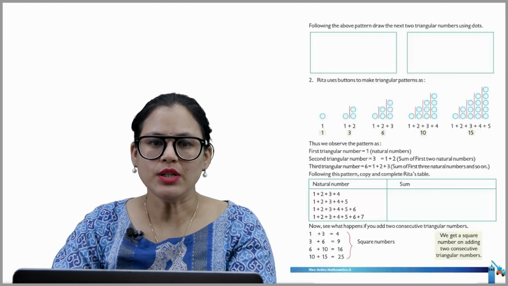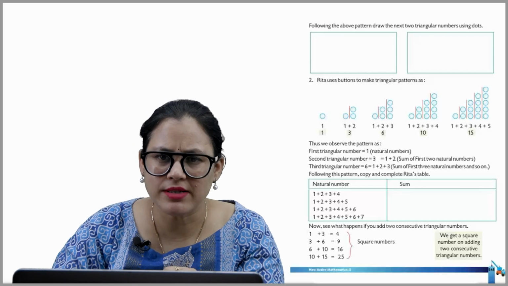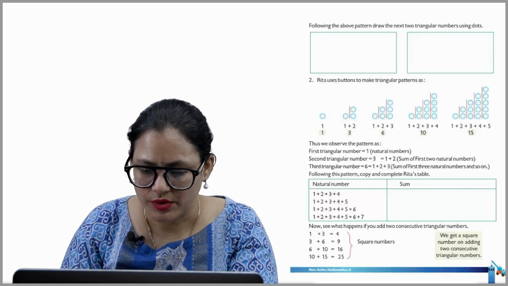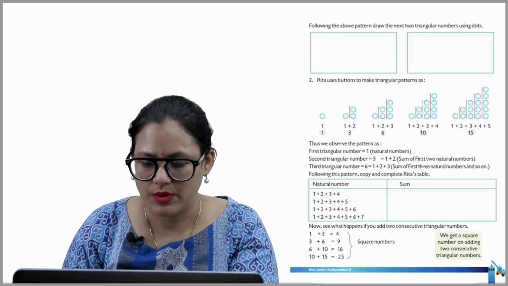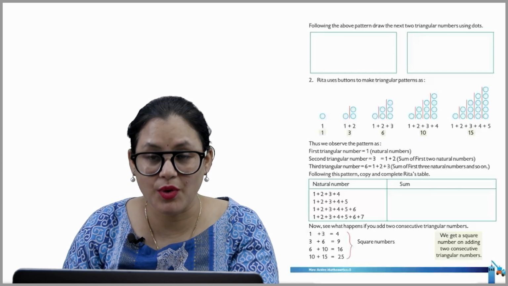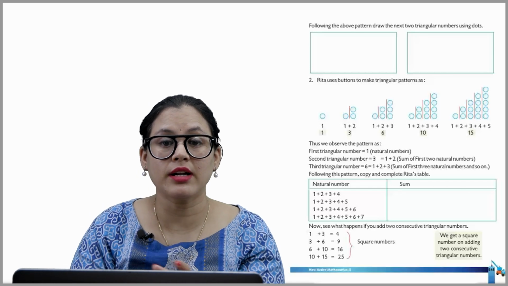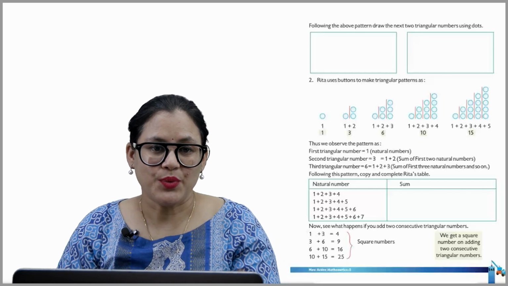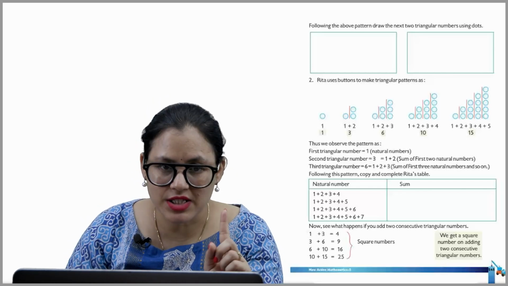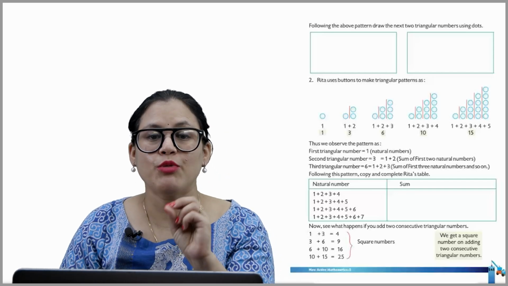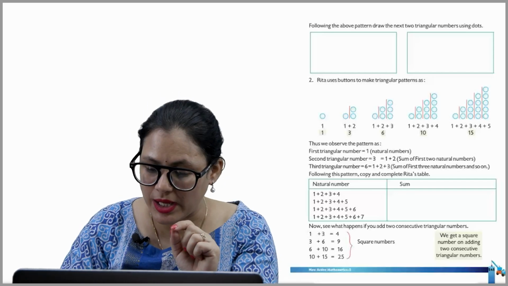Number 2, Rita uses buttons to make a triangular pattern as 1, 1 plus 2, 1 plus 2 plus 3, 1 plus 2 plus 3 plus 4, then 1 plus 2 plus 3 plus 4 plus 5. Here there are continuous numbers, right? So we observe the pattern as first triangular number is 1 natural number, second triangular number is sum of first two natural numbers, that is 1 plus 2.